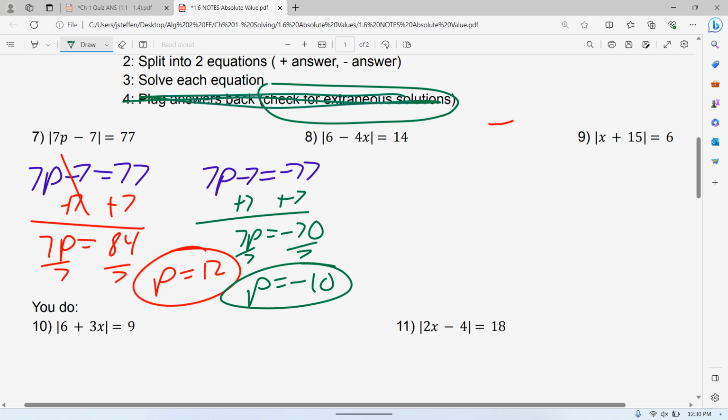7 times 12 is 84. 84 minus 7 is 77. The absolute value of 77 is 77. 7 times negative 10 is negative 70. Negative 70 minus 7 is negative 77. The absolute value of that is positive 77.